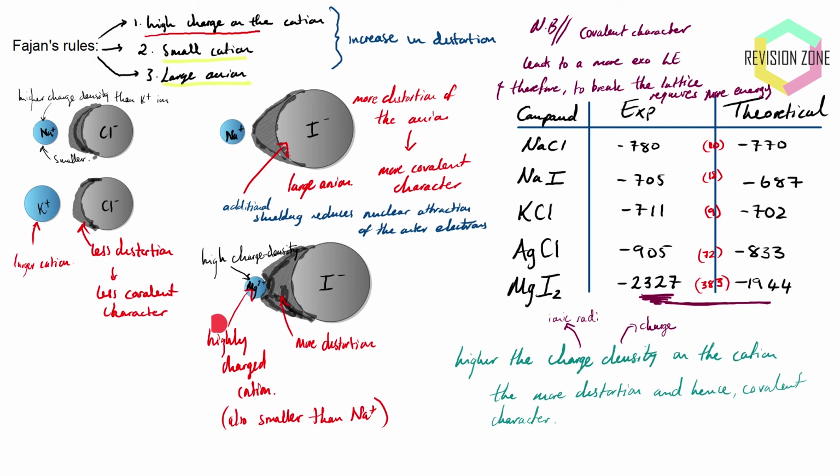So we want to talk about highly charged, also smaller, therefore high charge density, more distortion of the iodide ion, and therefore that leads to more covalent character and hence makes the lattice enthalpy more negative. So it has a more exothermic lattice enthalpy. Okay, so that's another thing that we can use to answer questions like I've mentioned.